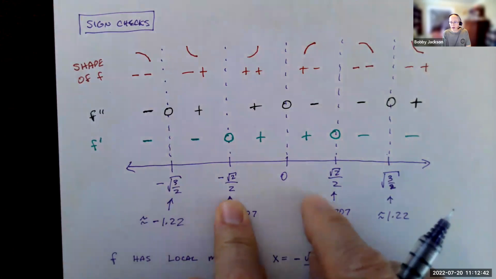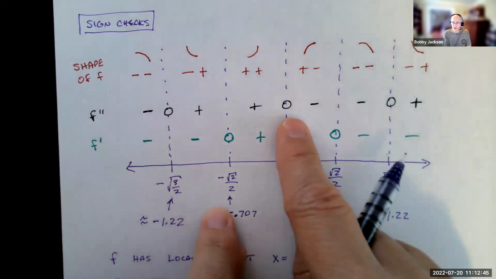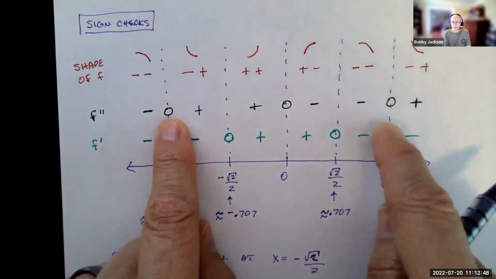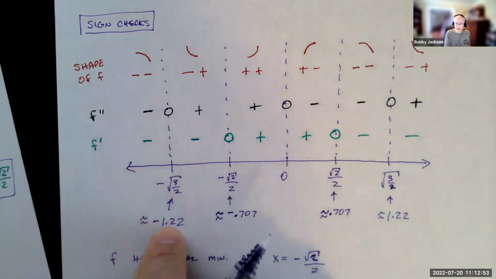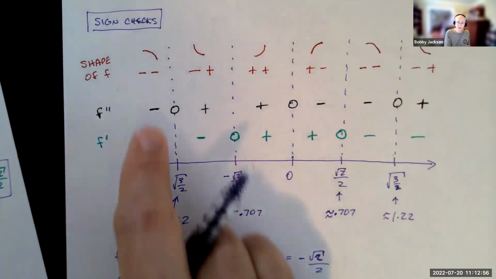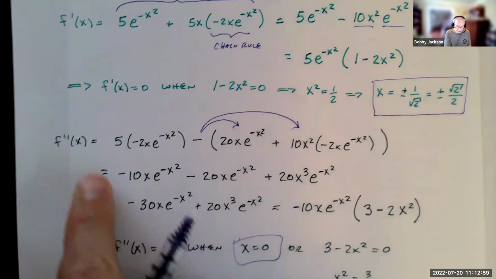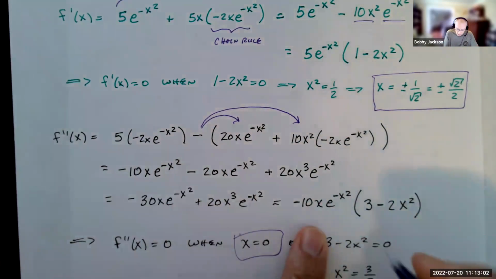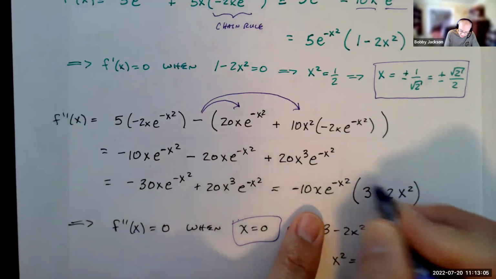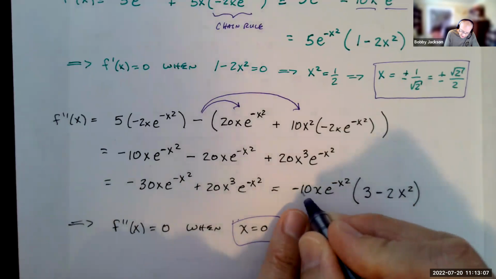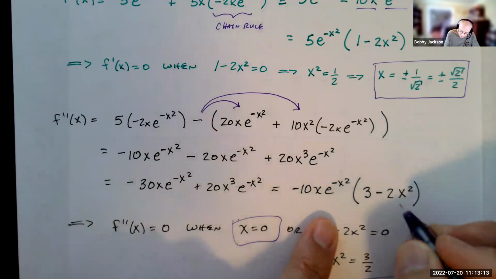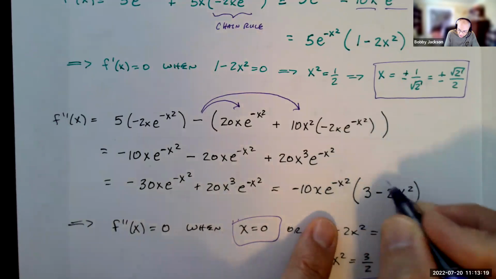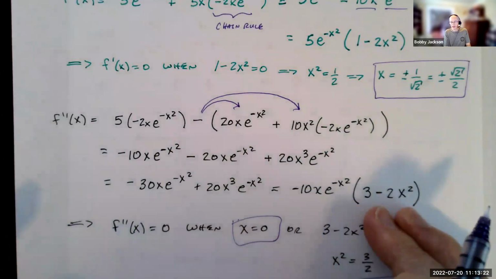Second derivative, in black up here, is 0 at 0 and at plus or minus square root of 3 over 2. And then I do a sign check for that. I'm not going to go into all the detail, but if I plug in something less than -1.22 for this interval, try -2. If I plug -2 into the second derivative, I'll do it in this final form here. If I plug in -2 for x here, I get -10 times -2 is +20. This is always positive, so this whole thing will be positive. If I plug in -2 here, I get 4 times 2 is 8. 3 minus 8 is -5. This will be negative. This will be positive. A positive times a negative is going to be negative.